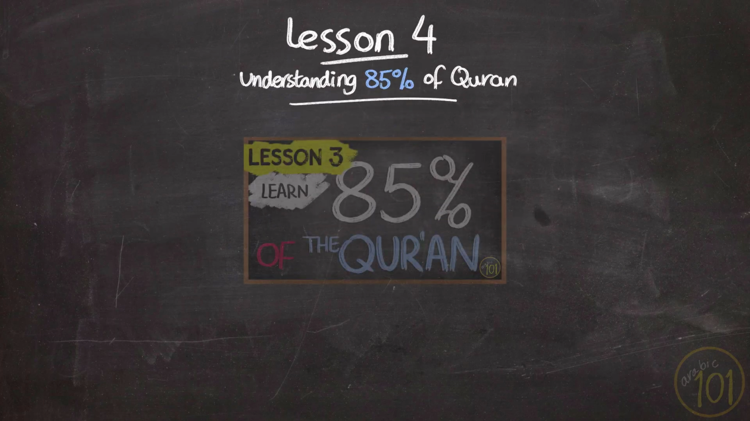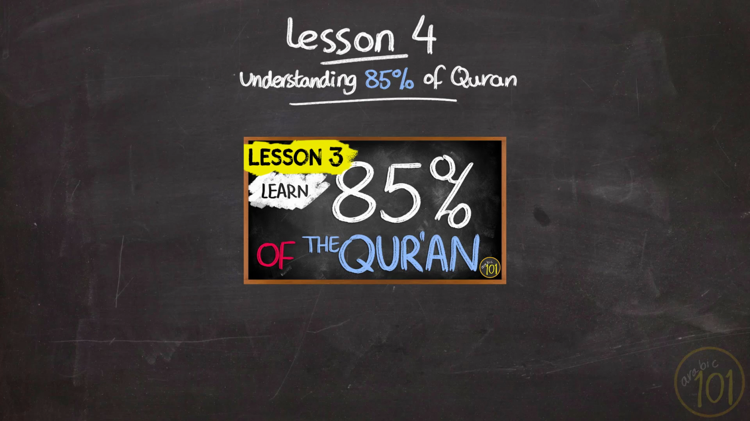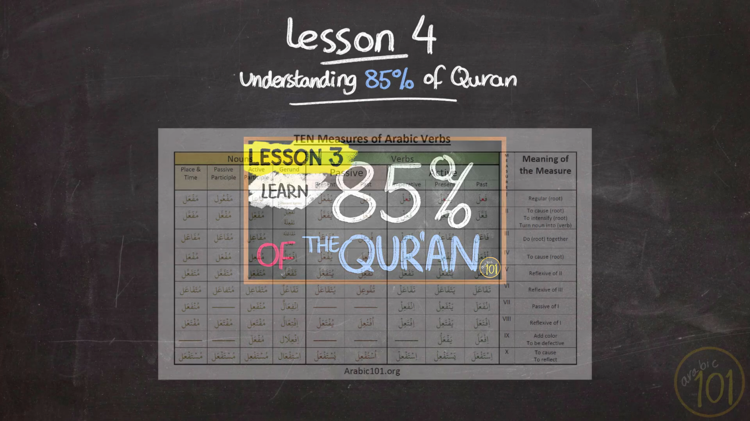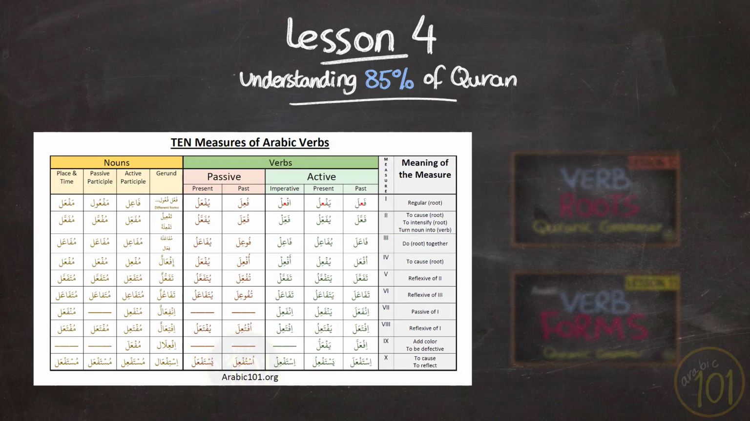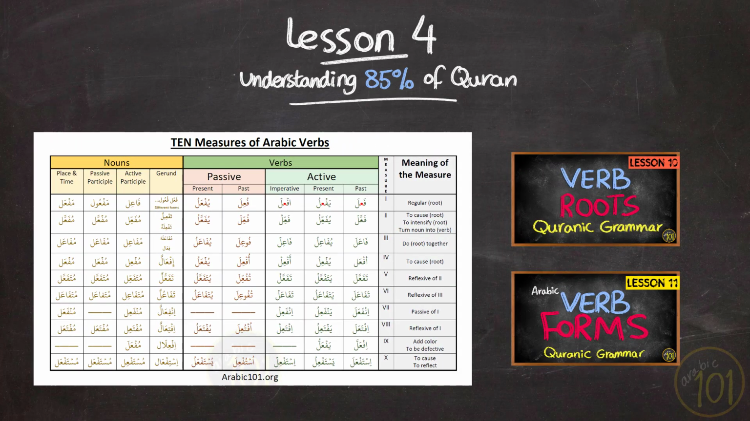Last lesson, we started learning the most frequently used verbs in the Quran. And as you should know at this point, we are using the 10 measures chart to go through all the verbs in the Quran easily. So make sure to download this chart if you haven't done that already. And if you want to learn more about what this chart means and how to use it, you can check out these lessons. They are quite helpful.